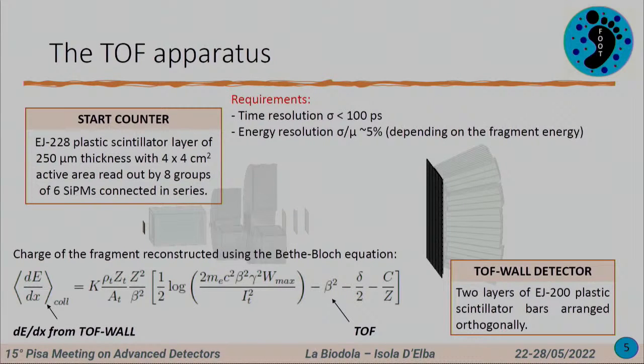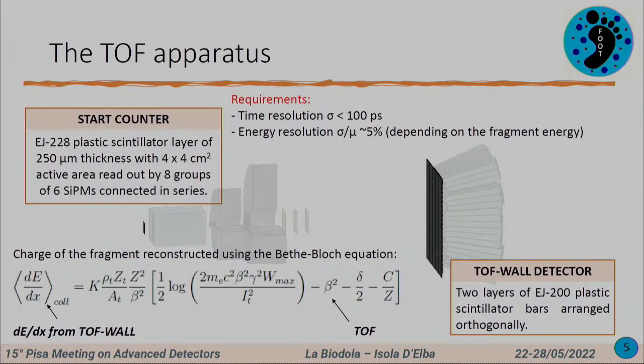So to focus on the TOF apparatus, we have a start counter that gives the first timestamp for the time of flight measurement, and it is composed of a plastic scintillator layer as thin as possible because it's before the target. It's 250 micrometers thick, and it's read out by 8 groups of silicon photomultipliers.